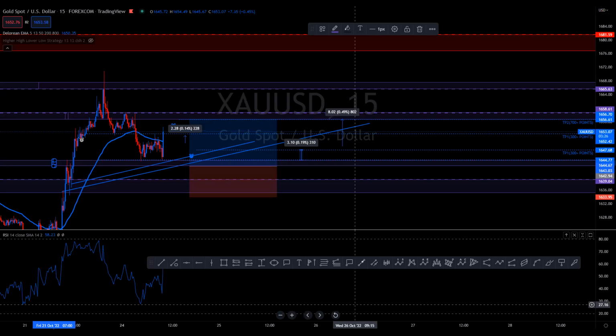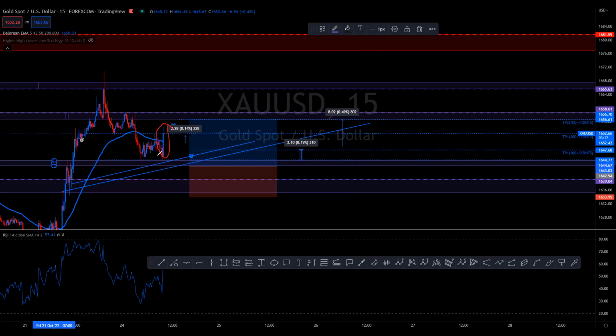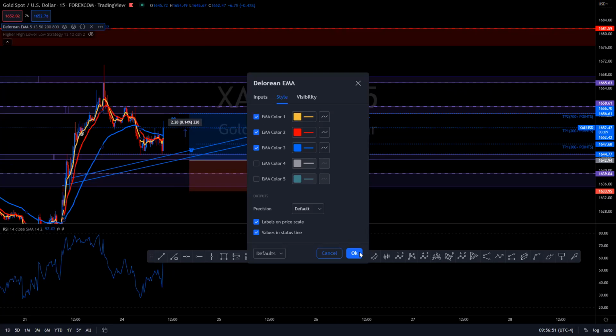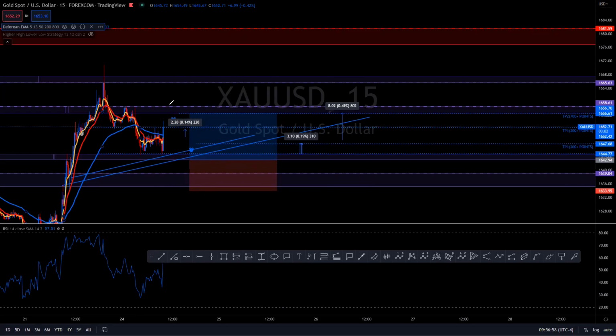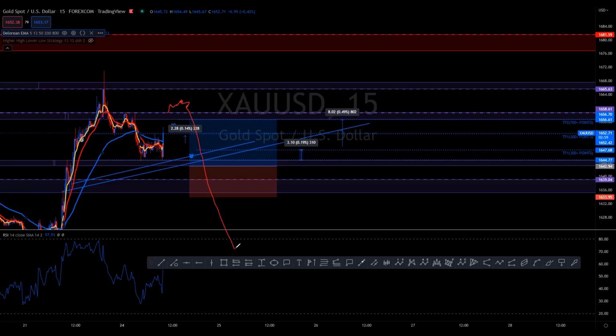Just give me 1 second here. And so as you can see, price really bought up. So we were correct in our analysis, a very strong demand zone. Forgot to turn on my Delorean EMA, but let me go ahead and do that. Looks like the yellow is about to cross the red here. So it's a possibility that price could push all the way up to this zone, maybe create a swing high and then drop down. That's what I'm thinking.